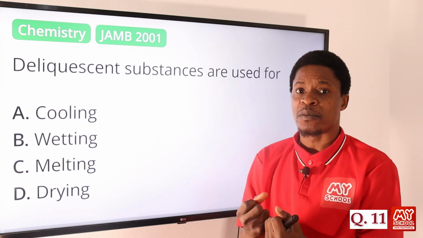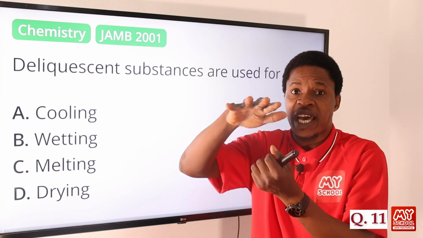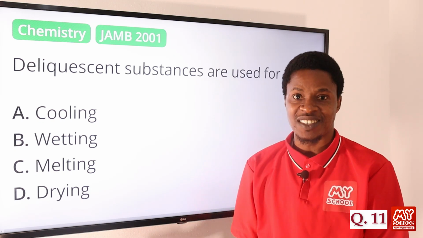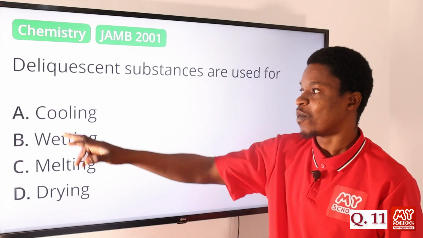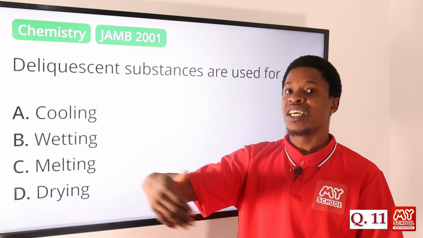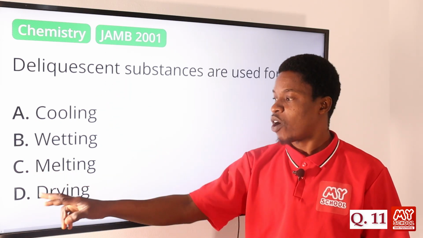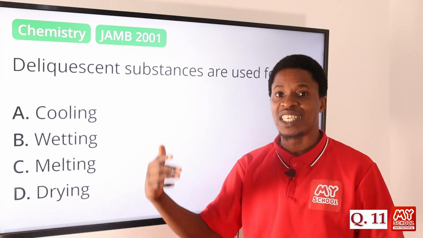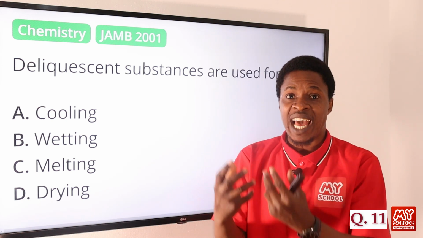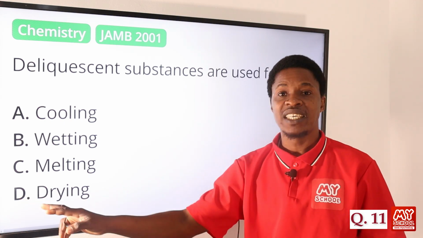If it can absorb moisture from the atmosphere or from a substance, it means that whatever substance you have kept underneath it, it will remove water, and what removes water dries. So if it's removing water, it is drying. On that note, option A, cooling, is not correct. B, wetting, is not correct because it's not adding water; it is absorbing, it is taking out water. C is melting. No. Option D is drying. From what I just explained about deliquescent substances, they tend to dry out; they absorb moisture from the substances put there. So option D is the correct answer.